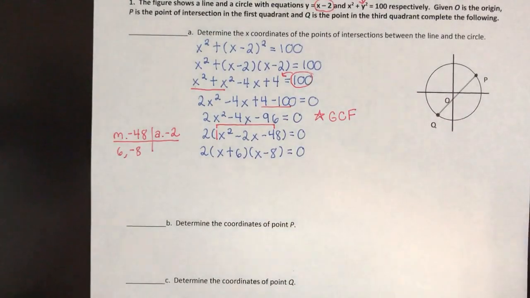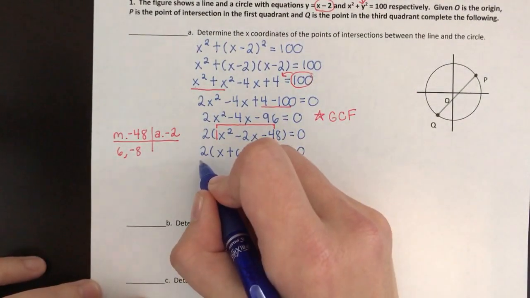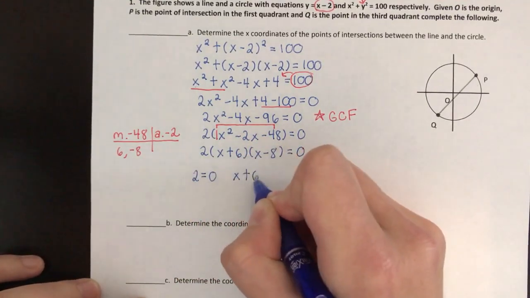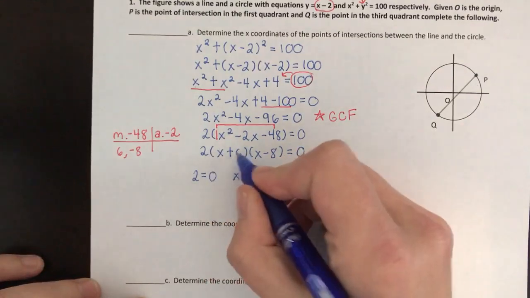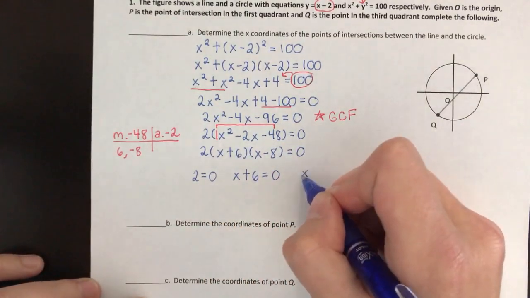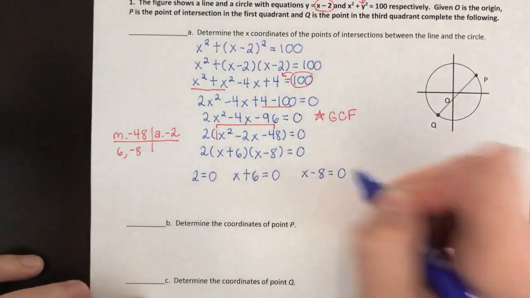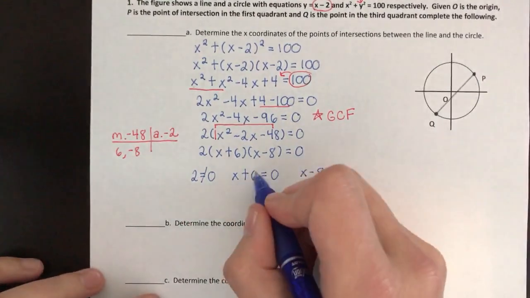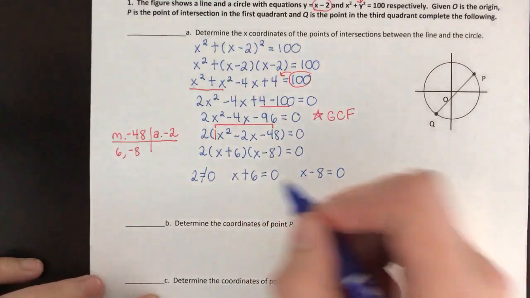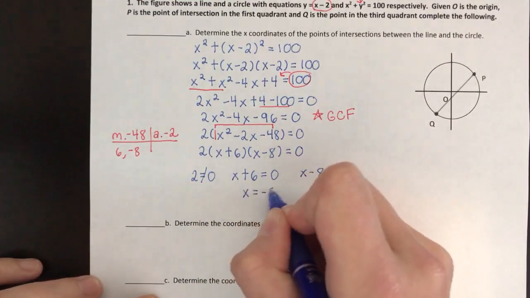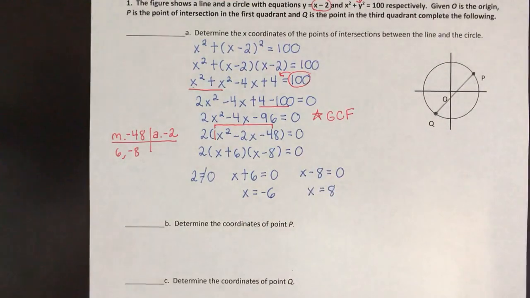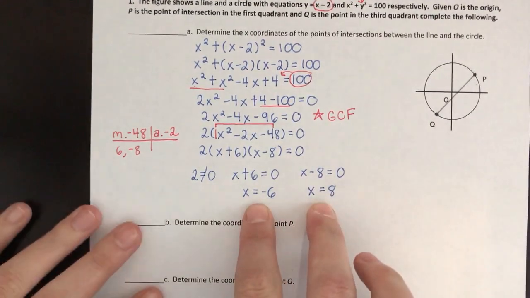So remember, to finish this solving process, I set each factor equal to 0 and solve. Okay, so 2 equals 0, x plus 6 equals 0, and x minus 8 equals 0. This tells me nothing. 2 does not equal 0. On this one, we move the 6 to the other side. It becomes x equals negative 6, and on this one, x equals positive 8 when you move that. So I have thus found my x coordinates.